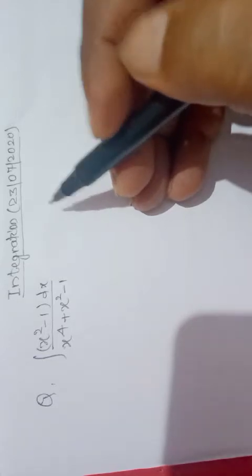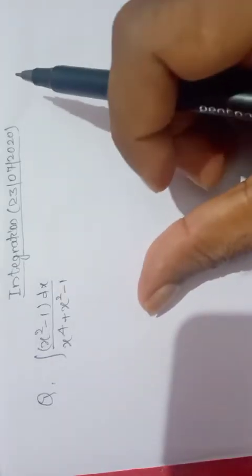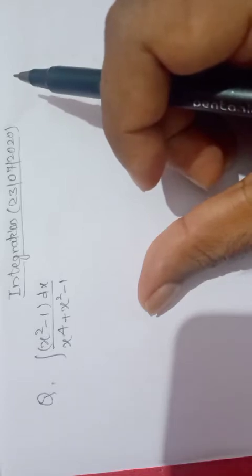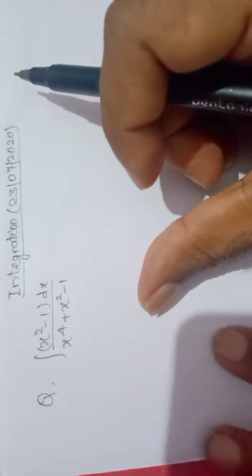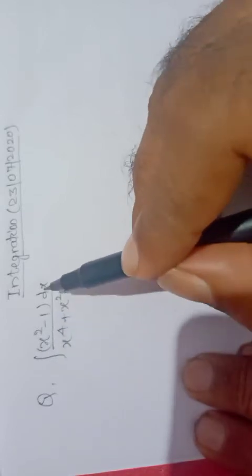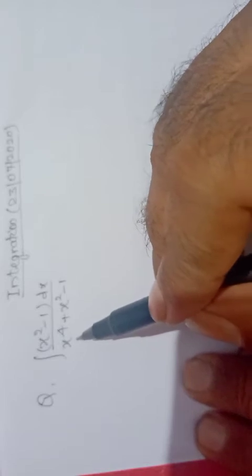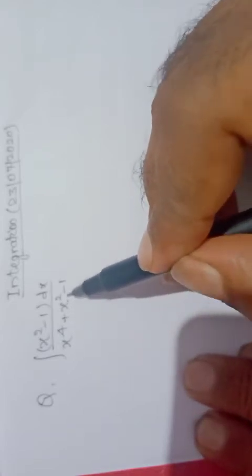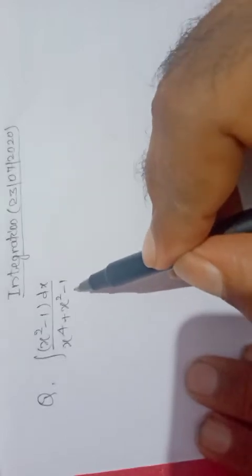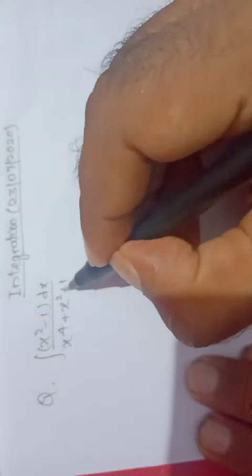As you know, students, we are studying some special integrals. Today, we will solve some more problems, more formulas related to special integral. See the question given yesterday, perhaps. Integrate (x square minus 1) dx divided by (x to the power 4 plus x square plus 1).